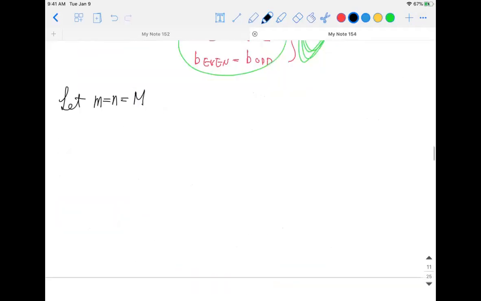You're going to have what? B0 equals B0 plus B2m equals B2m plus B2m. This is just basically plugging in. And then you're going to have what? B0 equals B2m.